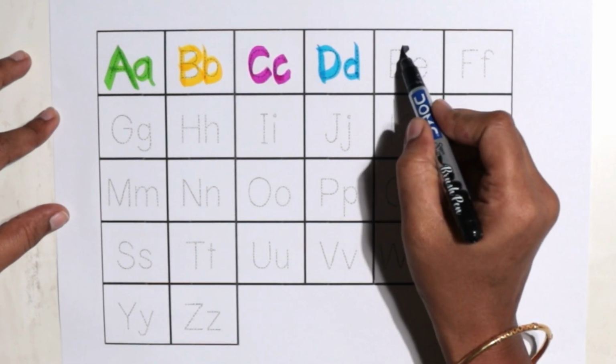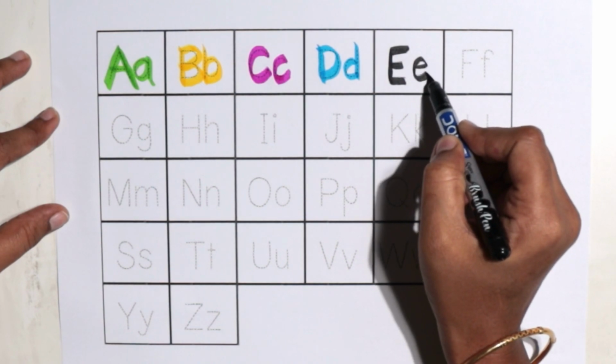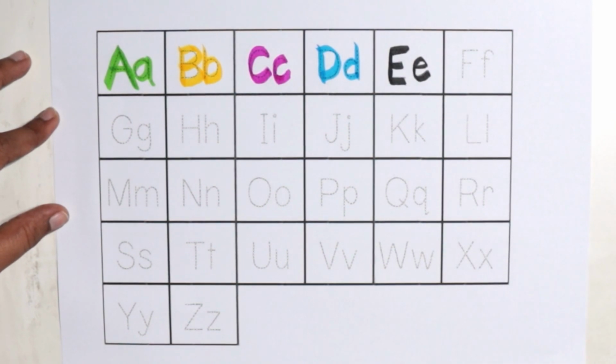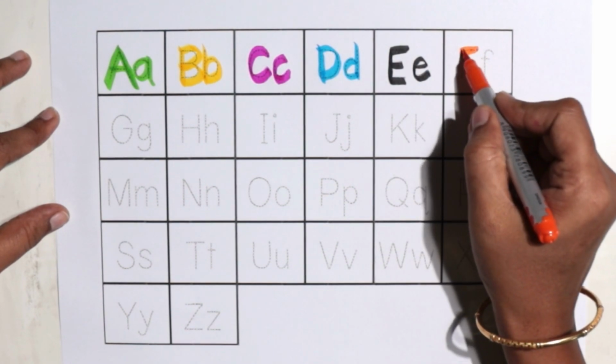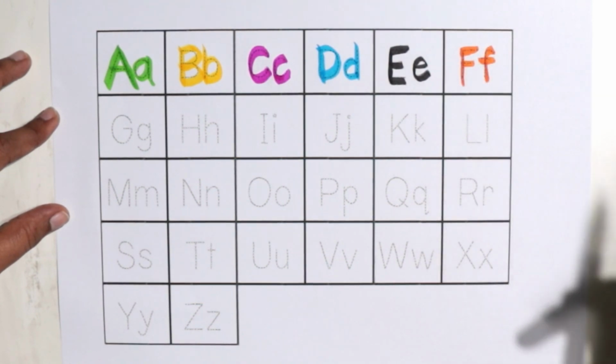Black color, E. E for egg. Orange color, F. F for flower.